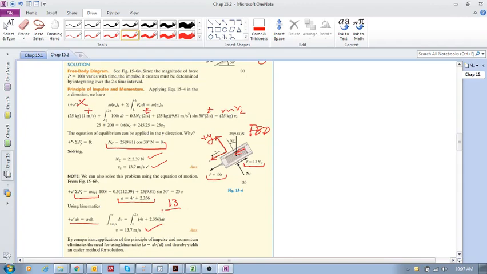But notice over here we had 2 steps to get there. Okay, here we could write it out in 1 step. Alright, okay, I hope you guys are getting it.